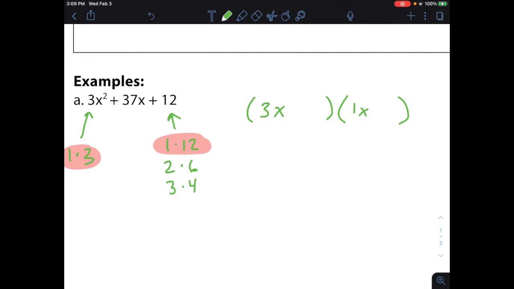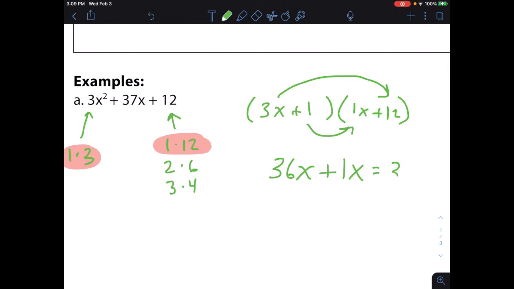Okay, so 3x and 1x, we know that needs to be there because that multiplies to equal 3x squared. And then we can try the 1 and the 12. If we put the 1 here, it's 1 times 1, and we get 1x, right? And if we put the 12 here, it's 3x times 12, and 3 times 12 is 36. So we have 36x plus 1x, and that equals 37x, and that's what we want. So we know that the answer to this one is 3x plus 1 times x plus 12.